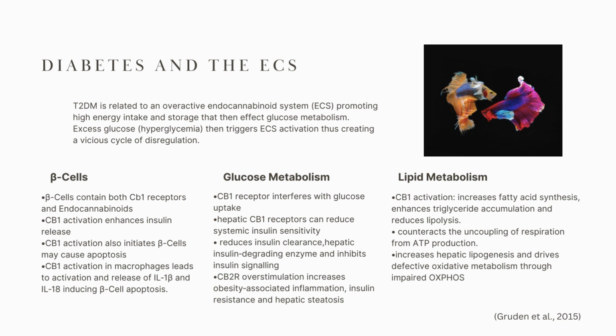So our ECS has cannabinoid 1 receptors located within the pancreas beta cells. When these cells are activated, it promotes insulin release and cell death. The CB1 activation in macrophages also releases interleukin 1 beta and interleukin 18, which initiates an inflammatory response, further leading to beta cell death. CB1 receptor activation also interferes with glucose uptake. When these receptors are activated in the liver, they can reduce system insulin sensitivity while also reducing insulin clearance. This leads to insulin resistance.